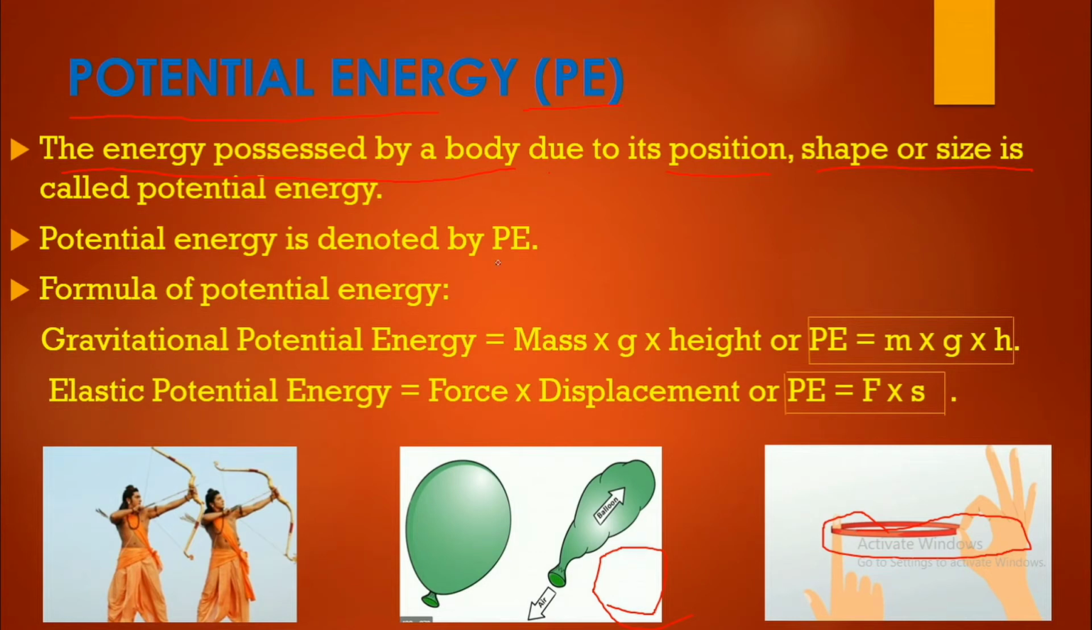So potential energy is denoted PE. There are two formulae of potential energy. First is gravitational potential energy and the second is elastic potential energy.